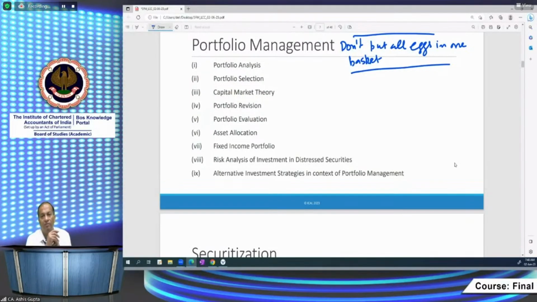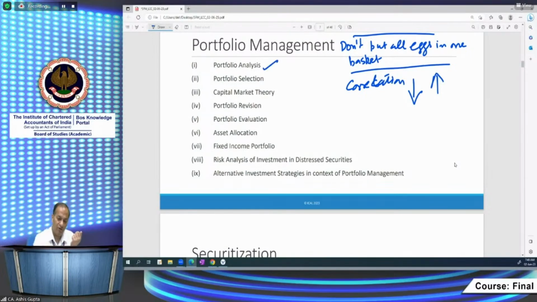Don't invest your money in one security or one investment avenue. You can diversify, because here the concept of coefficient of correlation comes in. If the securities are negatively related, then if one security's return is falling, the other security's return may be rising, so they will offset each other. So this concept has been covered here in portfolio management.